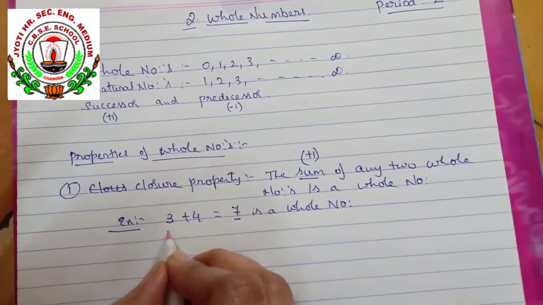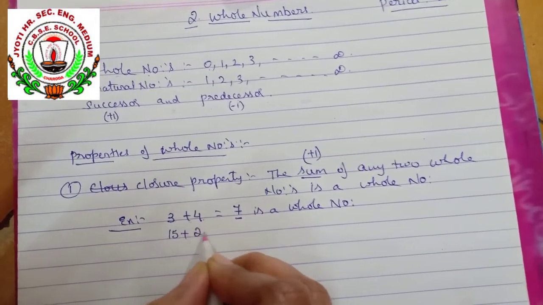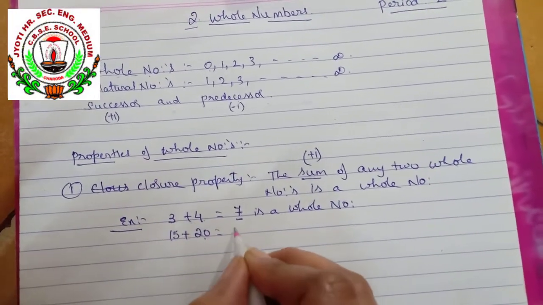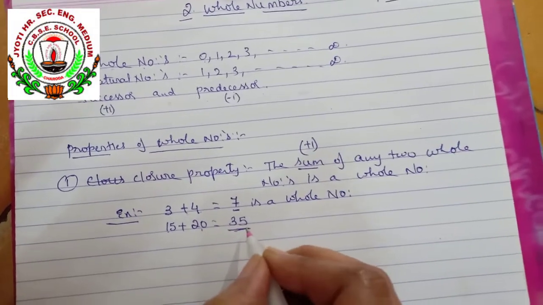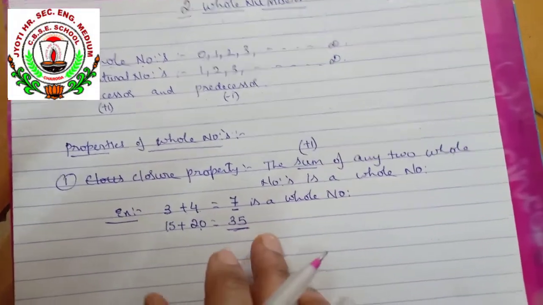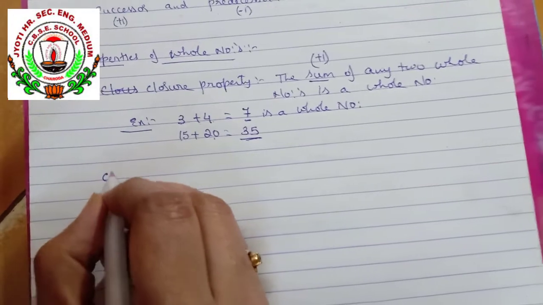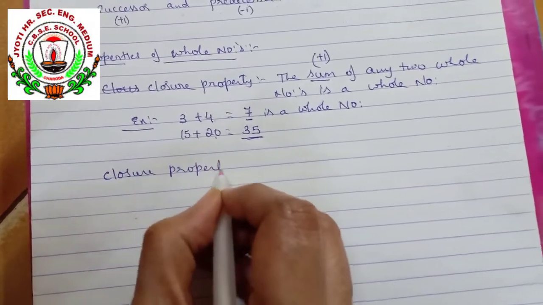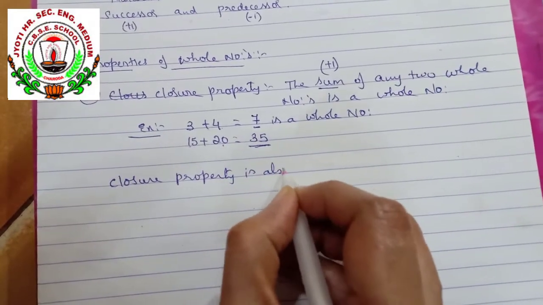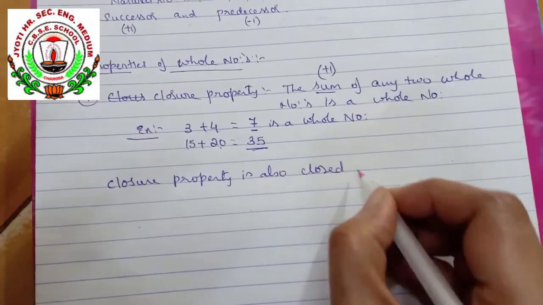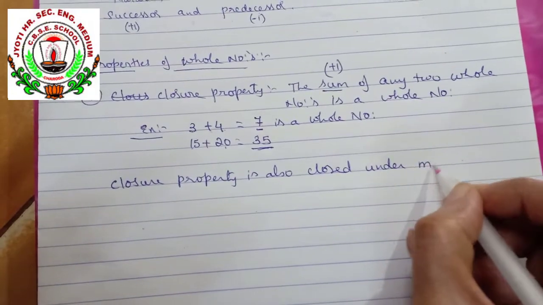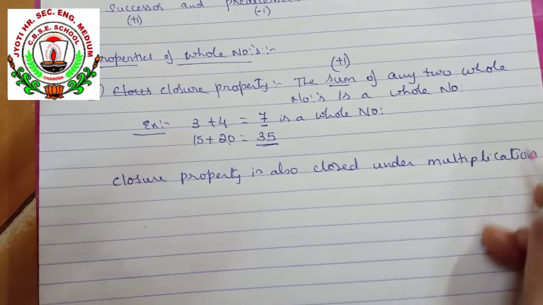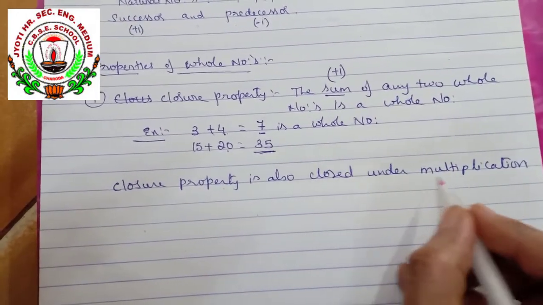One more example, when I add 15 plus 20. 15 is a whole number, 20 is a whole number. So 15 plus 20 is 35. This is also a whole number. In the same way, the closure property is also closed under multiplication.